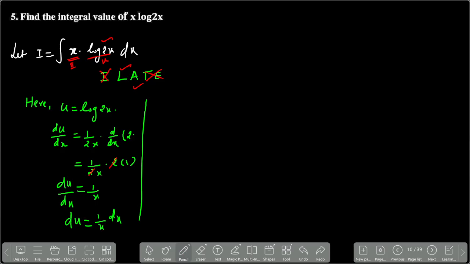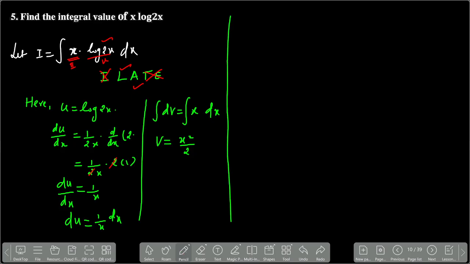What is the second function? Integral dv. What is integral dv? X into dx, correct? Then what is v equal to integral of x? X square by 2. Then what is the final substitution here? By the integral by parts formula. What is that? Integral u dv equal to uv minus integral v into du.